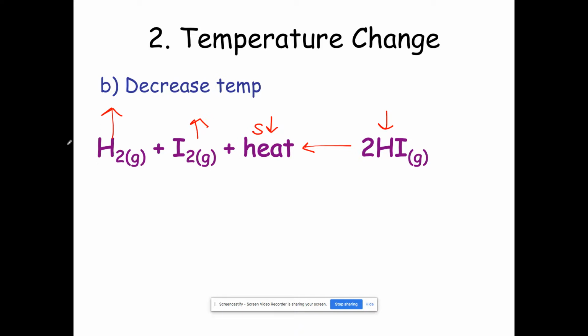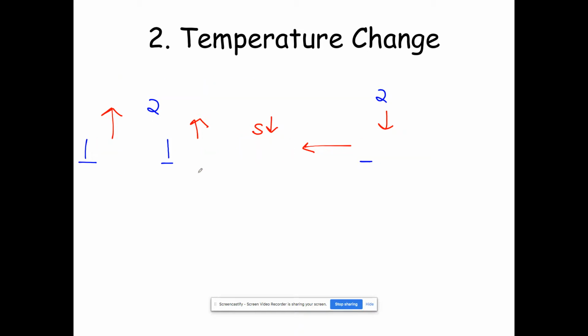The coefficient of something not written is a 1. This would be a 1. So on this side, 2 moles. On this side, 2 moles. So even though we are gases, that we have the same number of moles on both sides means that pressure would not be an equilibrium stressor.